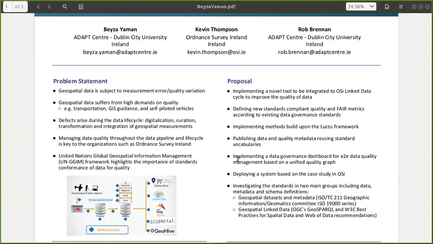The research question we ask in this paper is, to what extent can quality metrics derived from geospatial data standards be used to assess the standard conformance and quality of geospatial link data?